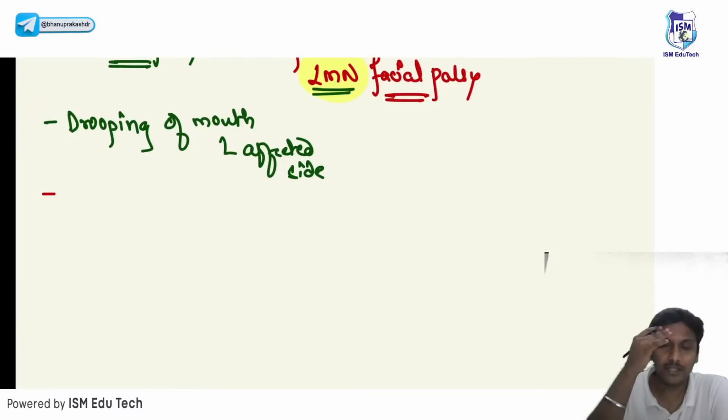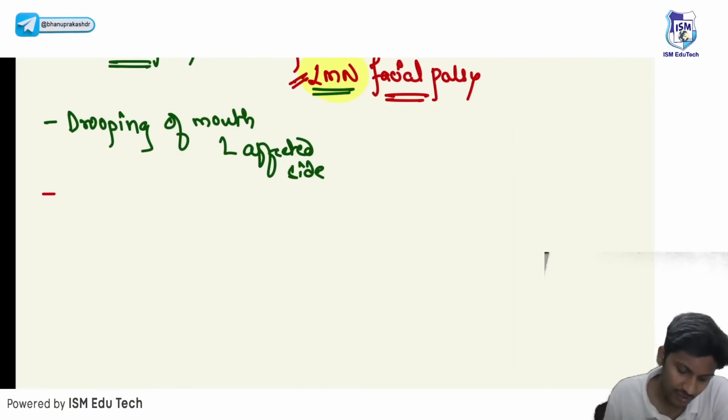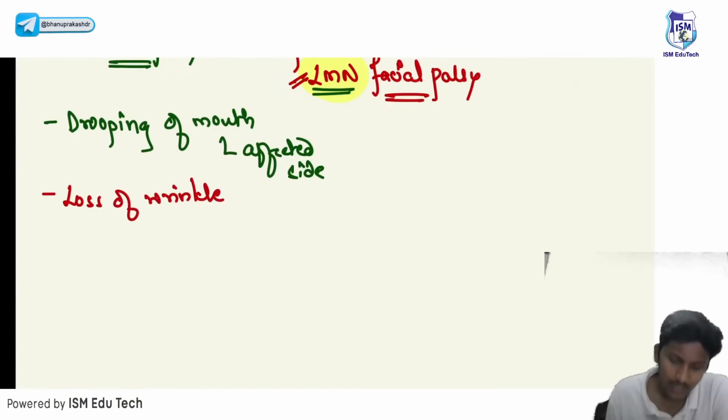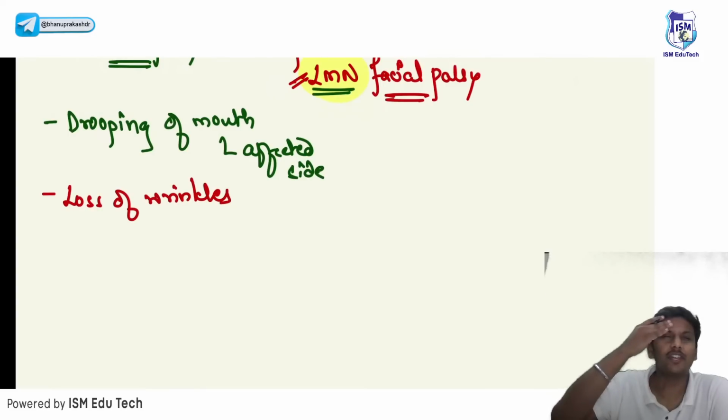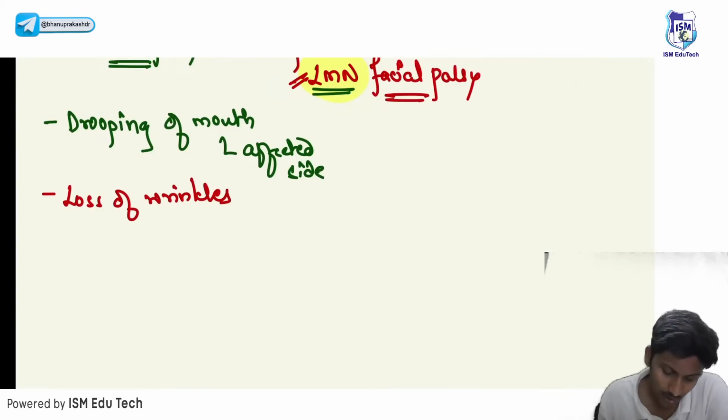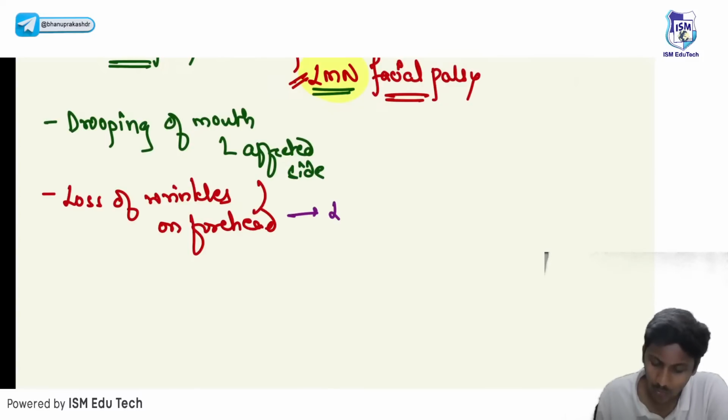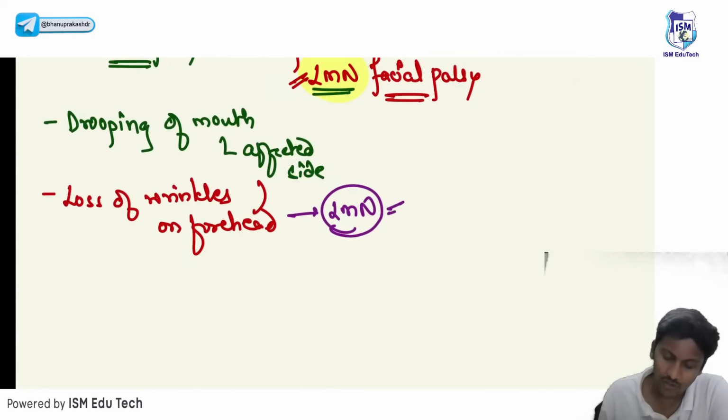Okay? Apart from this, the patient will have loss of wrinkles. As it is a lower motor neuron facial palsy, there will be loss of wrinkles on the forehead, only on the affected side. That is, on my right side, there will be loss of wrinkles. I will not have any wrinkles. That is only seen in a lower motor neuron facial palsy. It is not a feature of upper motor neuron. In upper motor neuron, loss of wrinkling will not be seen.